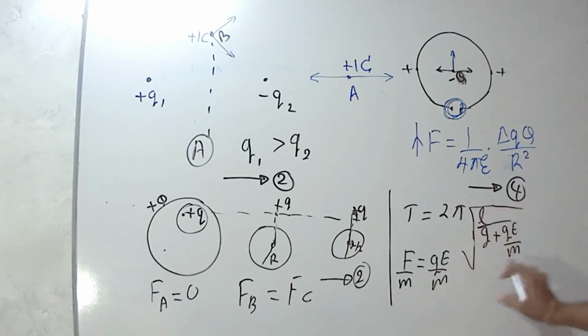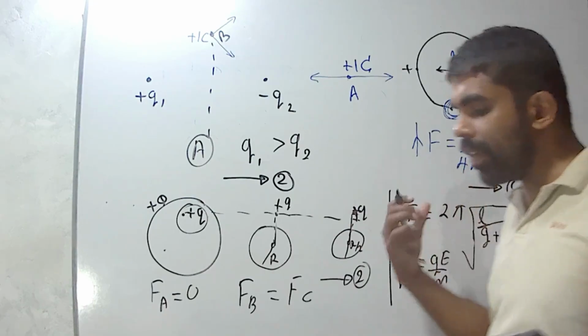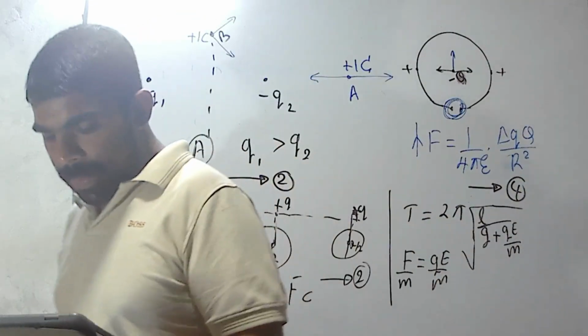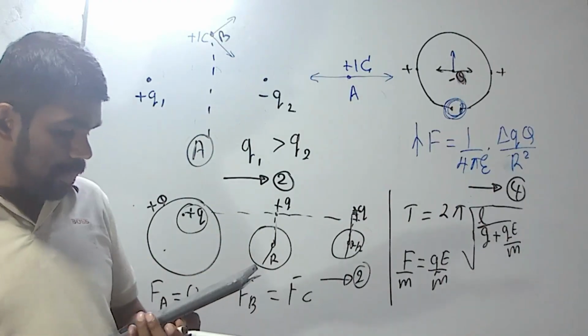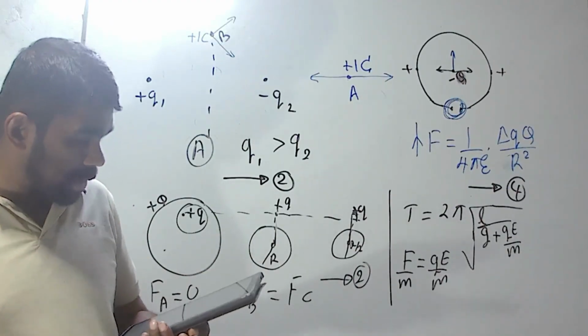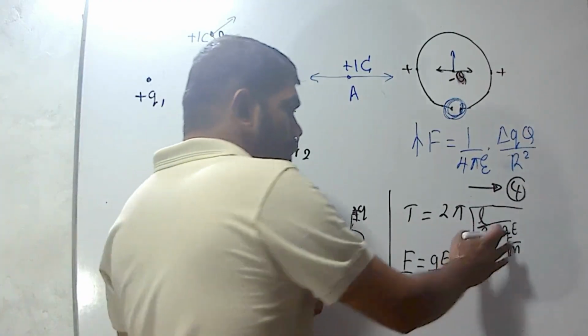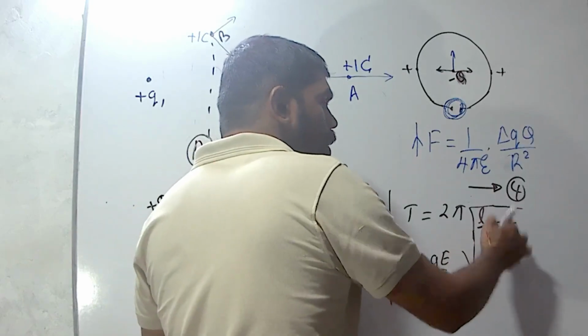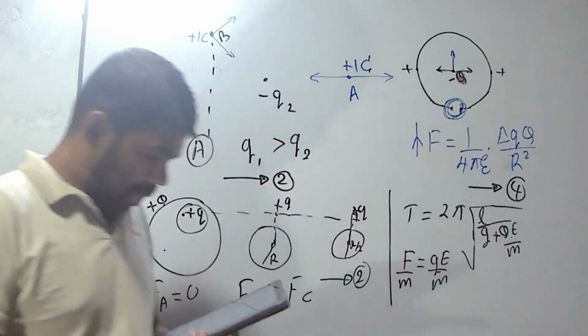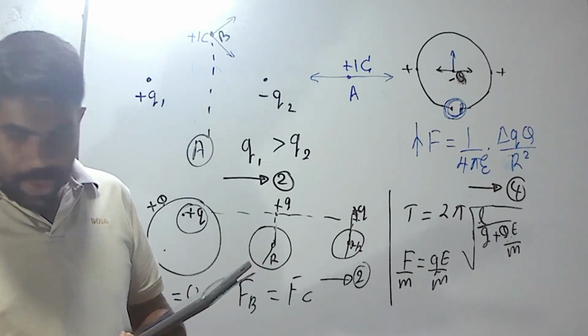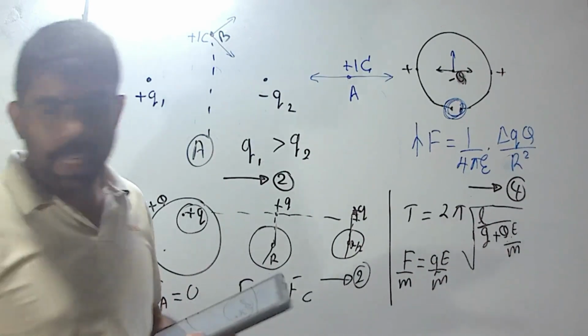In resultant acceleration, resultant gravitational acceleration on the object should be g plus, charge is given as capital Q, g plus QE over m. Then we can obtain fifth one is the correct answer.